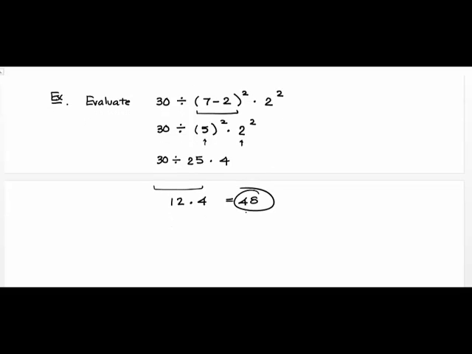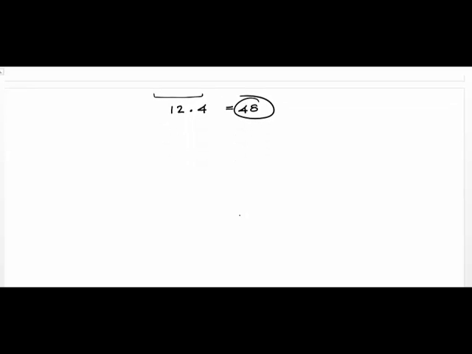Okay, let's do one more. If I say evaluate or simplify, and let's make it a little bit longer. So I have 300 minus 4 times the quantity, 4 plus the quantity 5 plus 2 all squared, plus 8 minus 31.